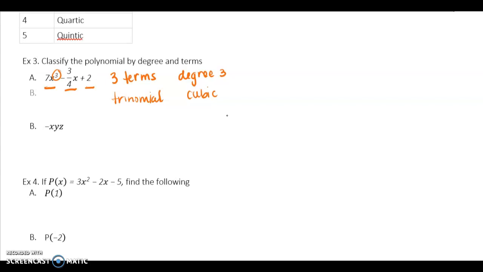Alright, the next one, it only has one term. And that one term, its degree is, you add up all the exponents, so that would be 1 plus 1 plus 1, 3. So that's degree 3. So this is a cubic monomial.